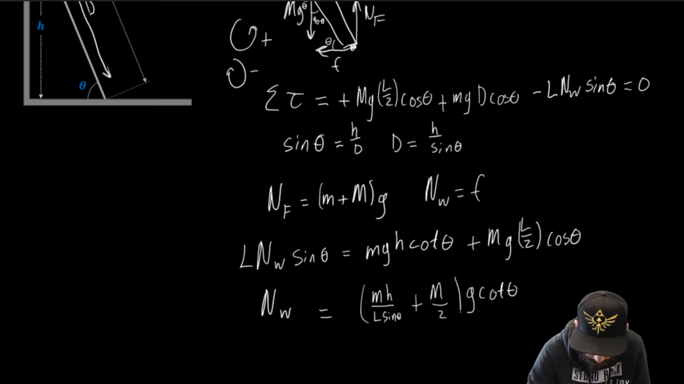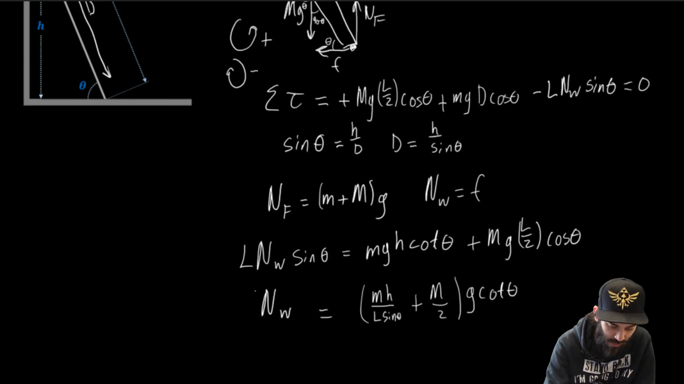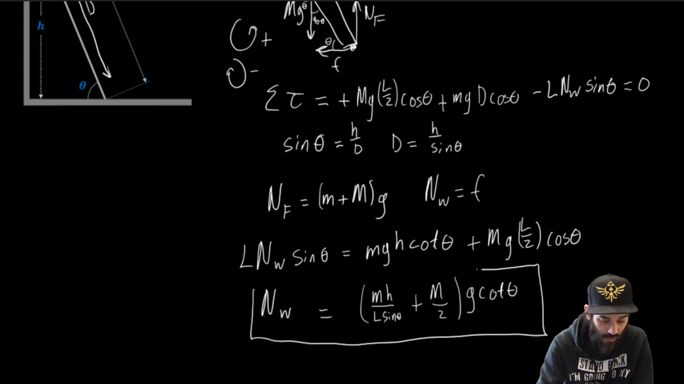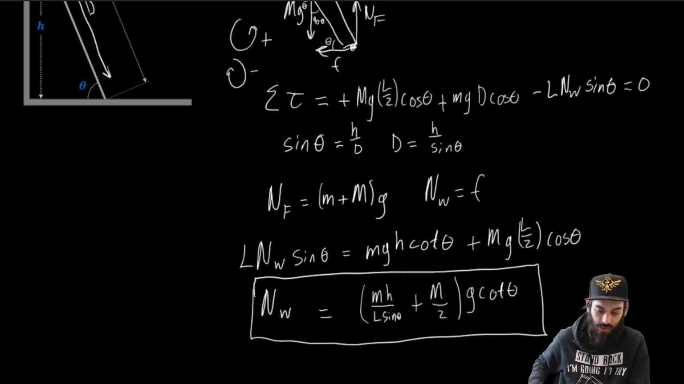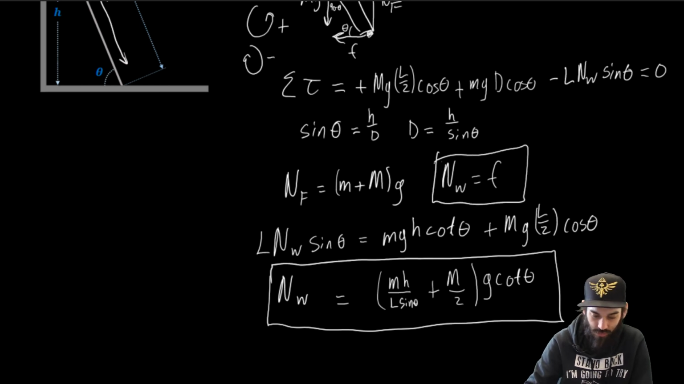If you guys don't see how I did that, or if I made a mistake, check me. But this is what you should have for the normal force from the wall. And then we know that the normal force from the wall is just going to be the same as the force of friction. So we have everything solved for now.